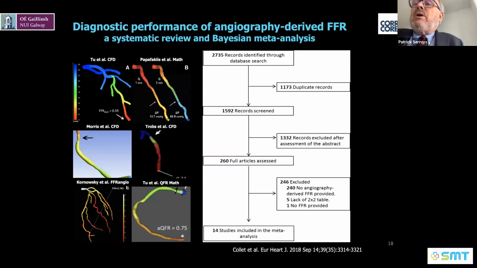And you see there were at that time 14 studies already published. You have the different techniques which are illustrated, but we reviewed these 14 studies.